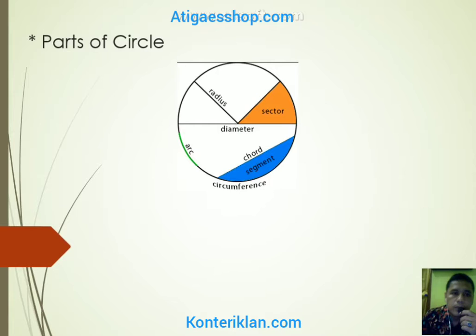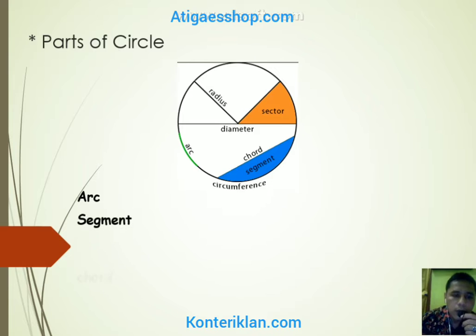Okay, here we go. The parts of the circle. The parts of the circle are the radius, diameter, arc, chord, segment, and this is the circumference. The circumference is the length of the circle, the length outside, the covering of the circle.